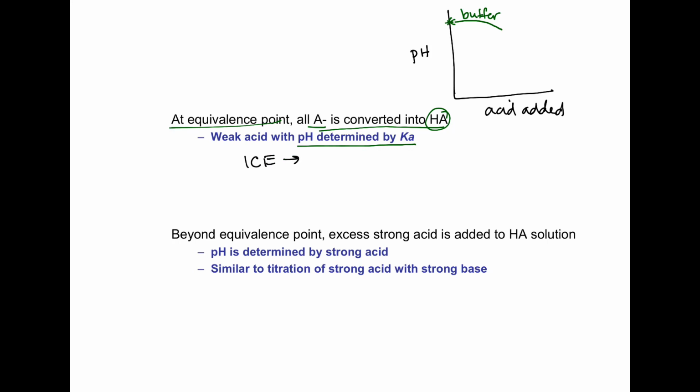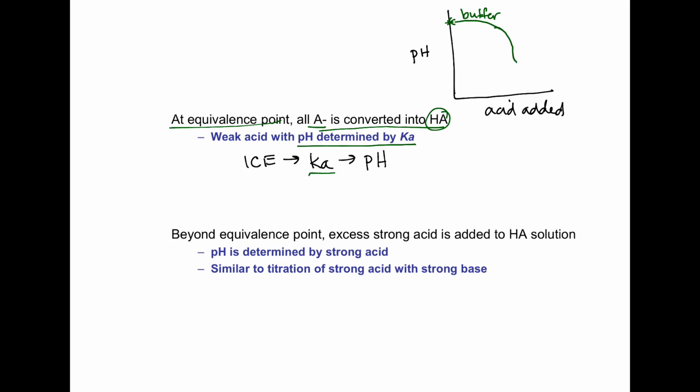And then we would use an equilibrium expression, and we would use the Ka to find the pH. When we did that, we would find that the pH had dropped drastically, because we don't have any more base left in solution, we just have a weak acid, and so the pH should go down.